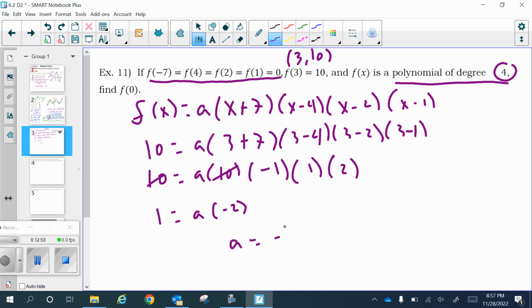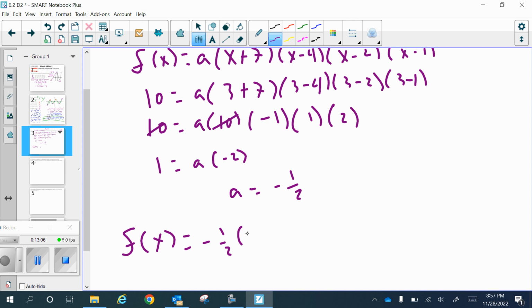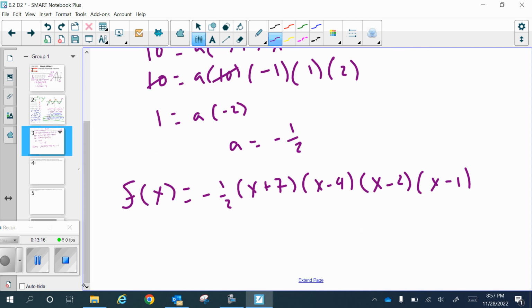Or a equals negative 1/2. So that's my a value. So I can plug it back into my f of x formula. So f of x equals negative 1/2 times x plus 7, times x minus 4, x minus 2, then finally x minus 1. So that's what my f of x function is going to be.